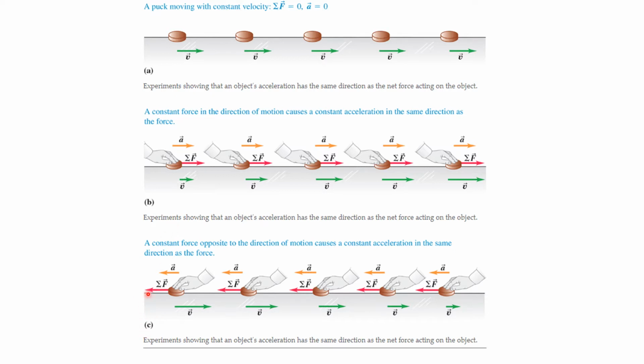Last but not least, here we have a constant force opposite to the direction of the motion, which causes a constant acceleration in the same direction as the force. So you see, if you're going this way and you're pushing the other way, you have an acceleration that's in the opposite direction of the velocity. That causes the velocity to decrease. And so this is an experiment showing that an object's acceleration has the same direction as the net force acting on an object.